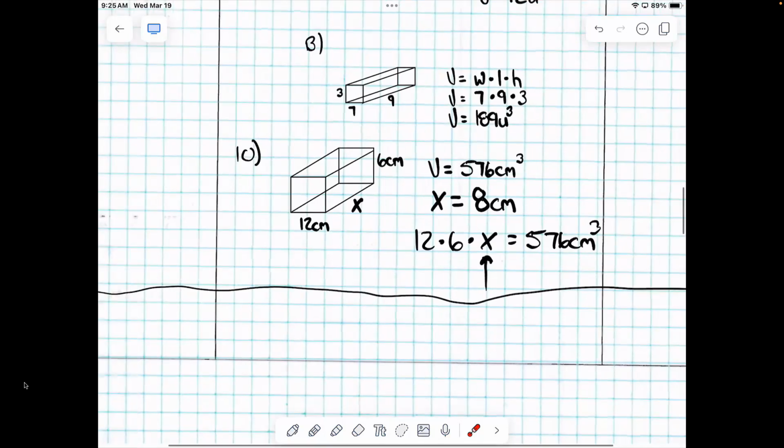Guess and check, right? So you're taking 12 by 6, and you're like, I don't know what x is, but you could probably make a pretty good guess, can't you? Yeah. And if you keep punching things into your calculator, eventually you're going to find out that 8 works. We good? Yes.